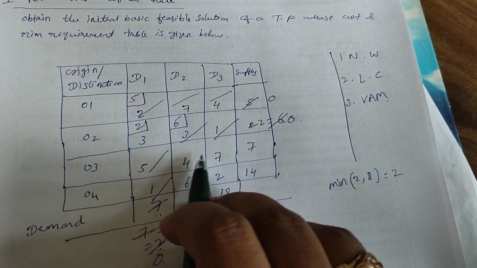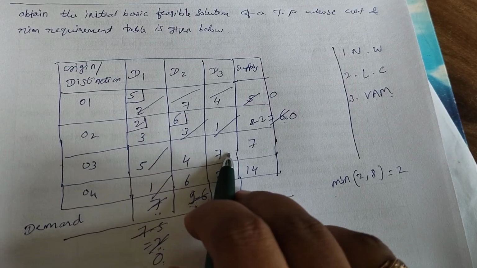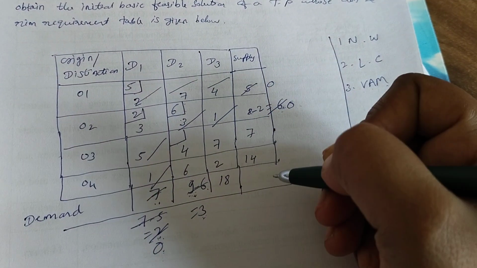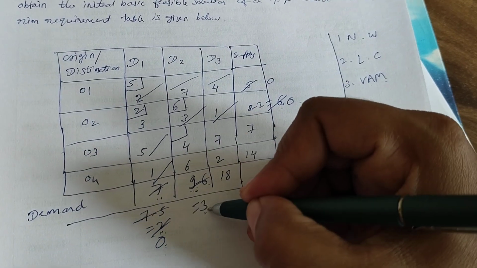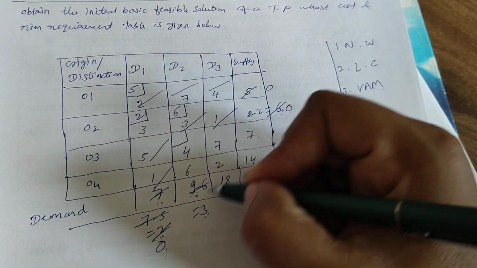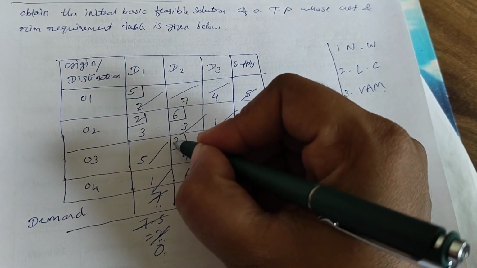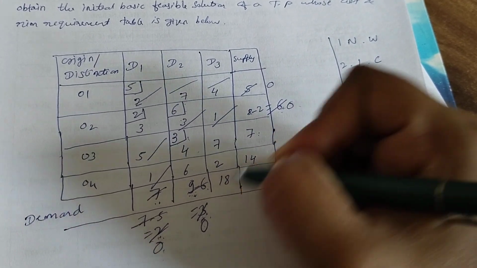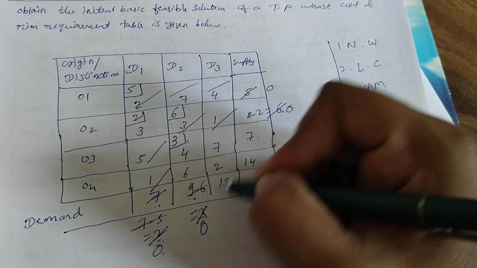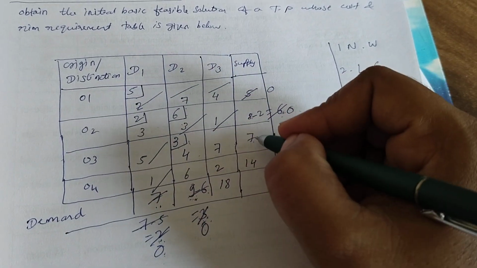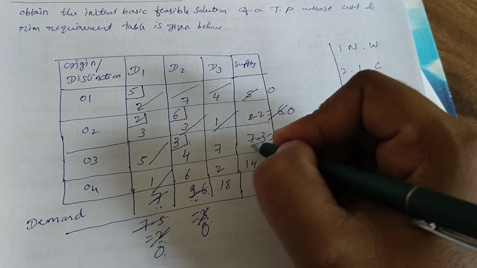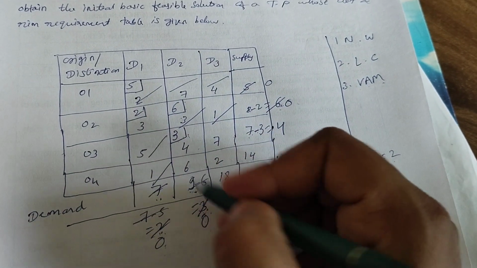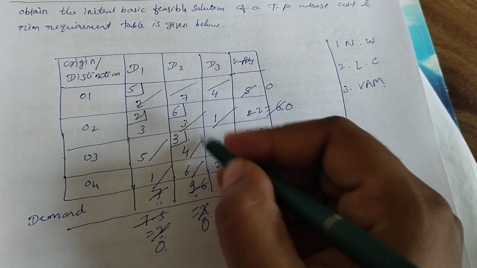For that, see the remaining cells 4, 7, 6, 2. In this, the northwest corner is this one. Here the demand is 3 and the supply is 7. The minimum among these is 3, so allocate 3 here. Nothing is left in the demand. Among the 7 supply, 3 is supplied, so the leftover is 7 minus 3, that is 4. Since the column is fulfilled, delete this column.